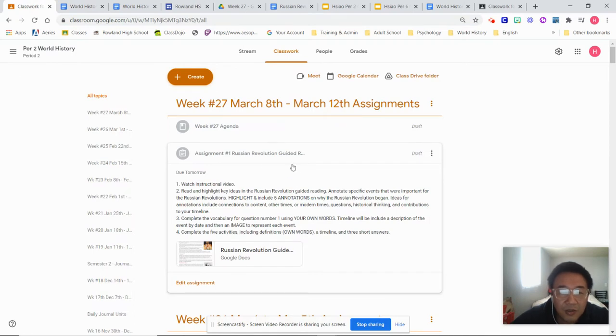Okay. All right. So the Russian Revolution guided reading is right here, and there's some very specific things you need to do as you answer these questions. But really, it's just looking over the reading. Read and highlight key ideas in the reading, and it's about a page of reading, and it's actually breaking down for you. So let's take a look at that.